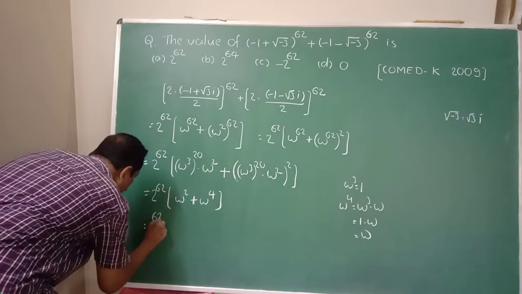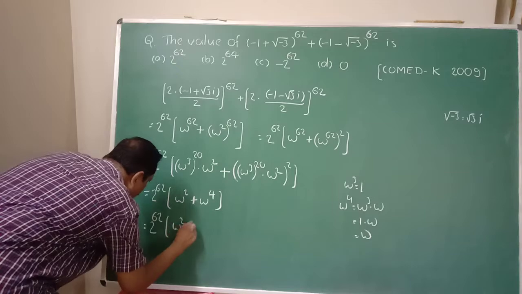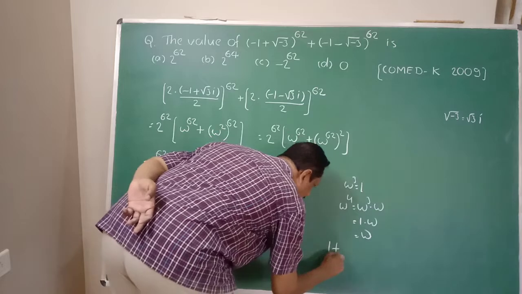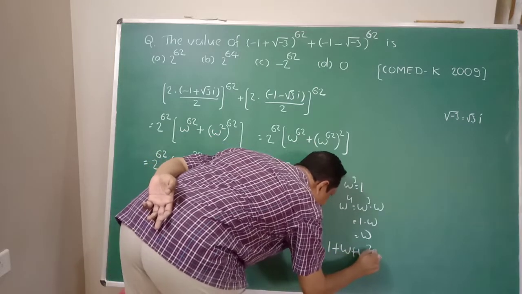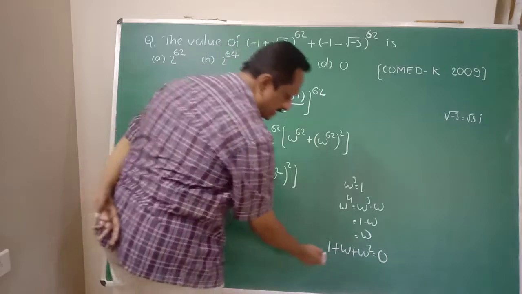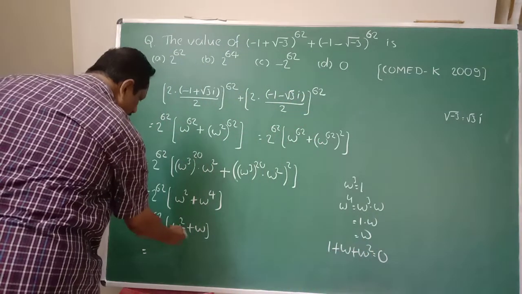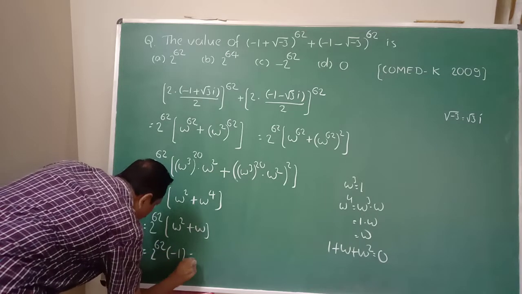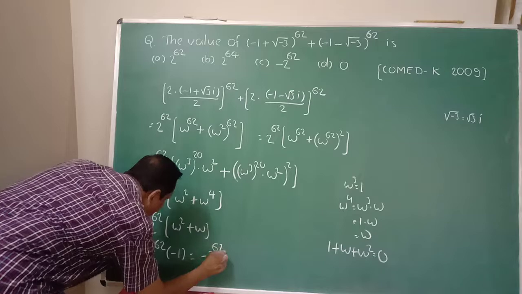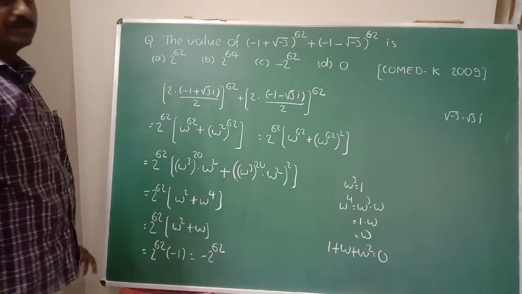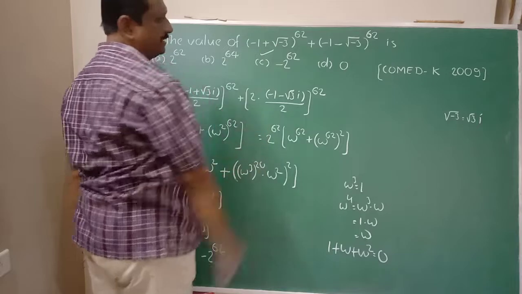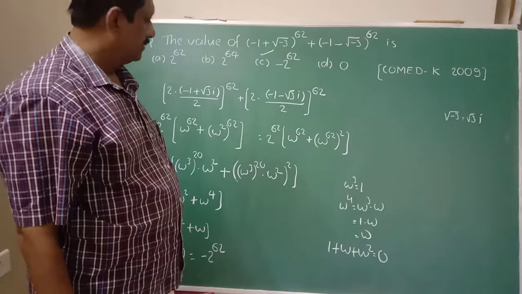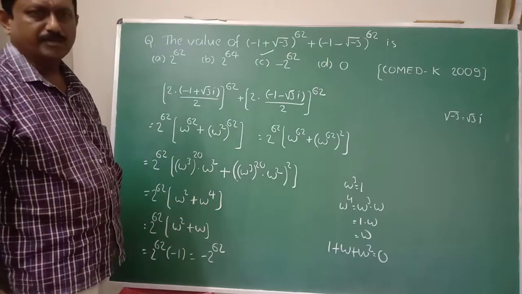2 raised to 62 into omega square plus omega. And you know that 1 plus omega plus omega square is 0. Hence, take 1 to the right hand side: omega plus omega square is minus 1. 2 raised to 62 into minus 1 is minus 2 raised to 62. So the third option is correct. So minus 2 raised to 62 is the correct option here.